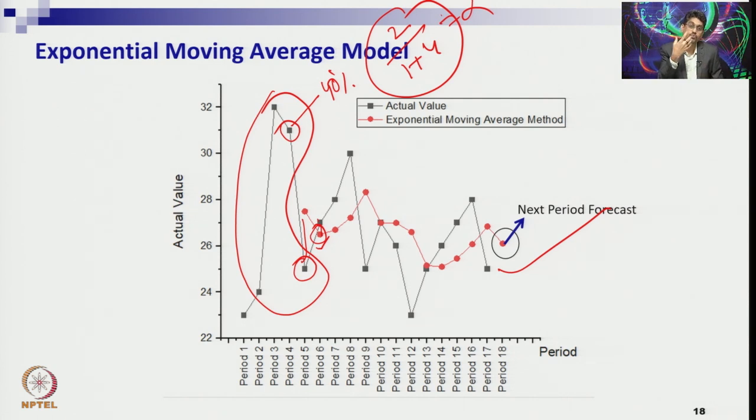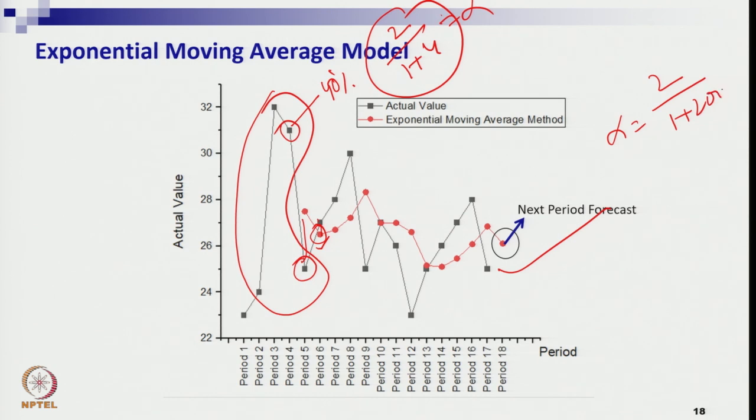For example, imagine you have a 200 days moving average. If you consider a cluster of 200 days, you need a huge amount of data, and then you drag your moving average. In that case, your alpha value will be 2 by 1 plus 200, so less than 1% weightage will come over. This much weightage you are giving to the immediate period. The rest of the periods out of your 200 days will be assigned some weights, but those will be distributed exponentially. Therefore, we call it the exponential moving average method.